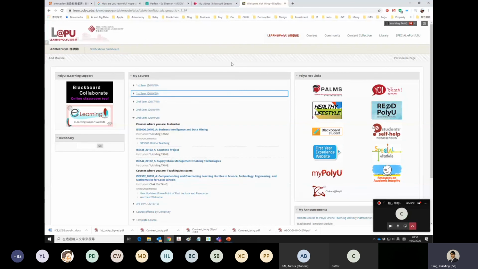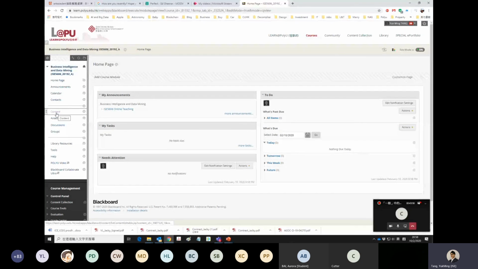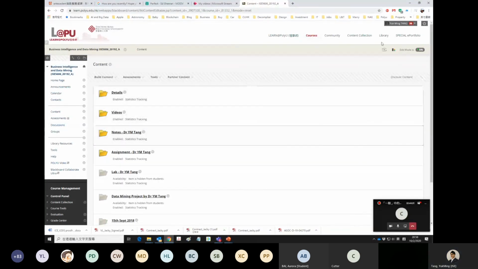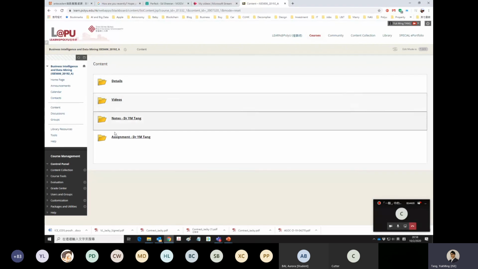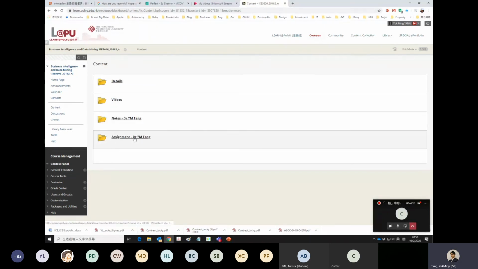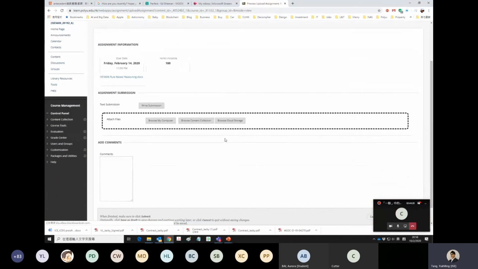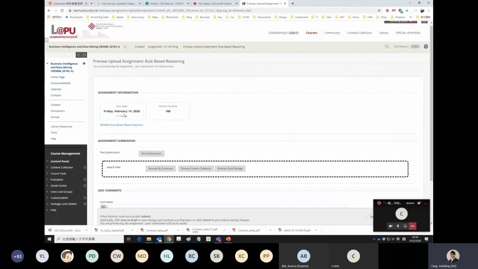You can log into your Blackboard and then click into your class. On the left-hand side, you select the content. I've already posted some of the information on the Blackboard. There are some teaching materials for today's lesson, and also the assignment for this lesson. When you select the assignment folder, you will see that the first one is about rule-based reasoning, and you can click to download the question of this assignment. The deadline to submit this assignment is on Friday.